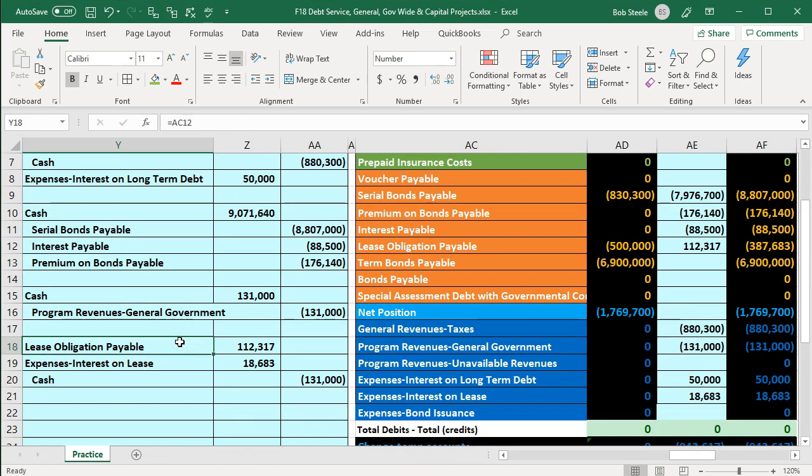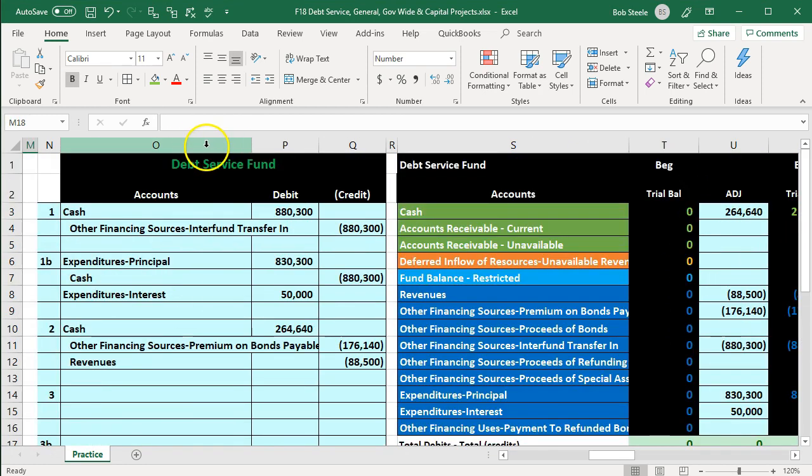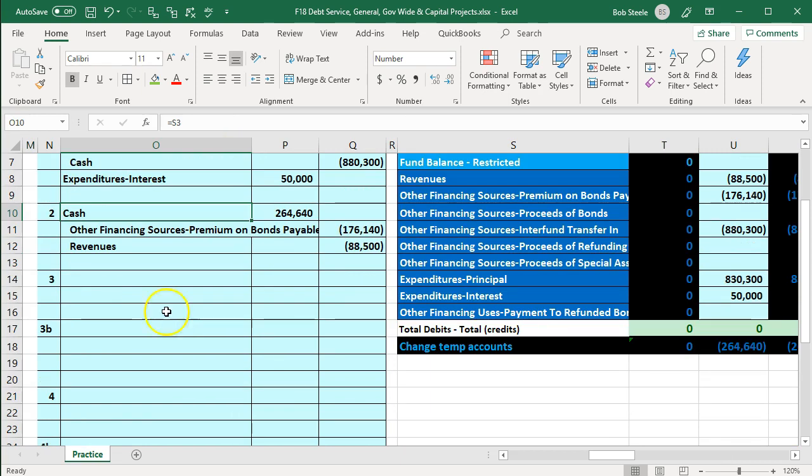Now let's take a look at the debt service fund. So the debt service fund is going to be very similar over here. We're in the debt service fund column O now. So we're going to say that same kind of thing. We got the financing. So cash is going to go up in order to finance this.